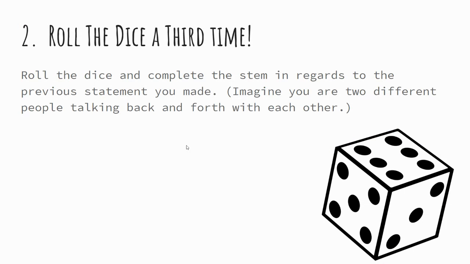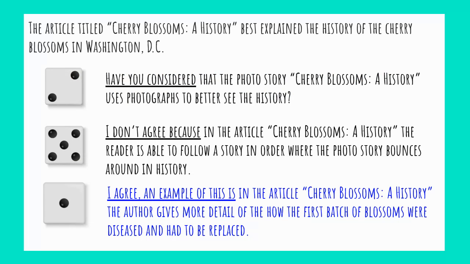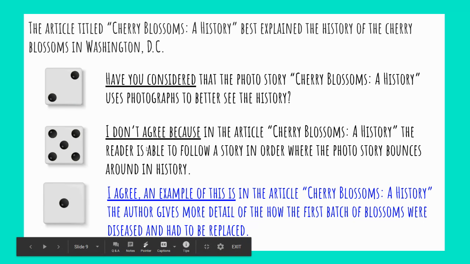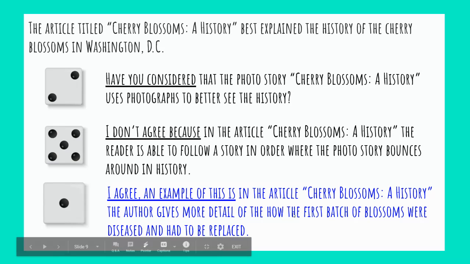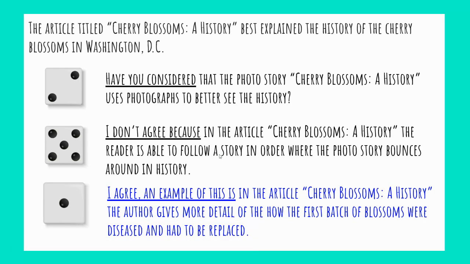Okay, so now we're moving on to the final roll. They're going to roll the die a third time. And again, they're making their statement in response to the previous one being made. All right, and so this time they rolled a 1. So they have, I agree. An example of this is. So now they're agreeing with this person. I agree. An example of this is in the article Cherry Blossoms, A History. The author gives more detail of how the first batch of blossoms were diseased and had to be replaced. So now in this one, they're providing an example to support the previous one.